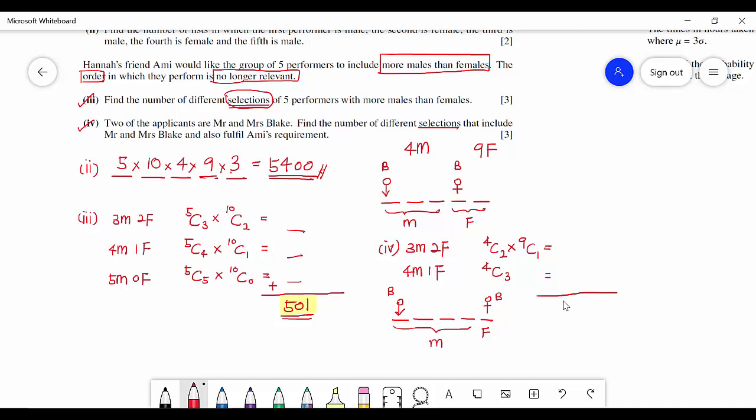If they want to have 5 male, is it possible to have 5 male and 0 female? If you want 5 male and 0 female, it doesn't fulfill that both applicants, Mr. and Mrs. Blake, are in the group. So you cannot consider the case of 5 male and 0 female. For these two cases, after you get the answers, you total them together, and therefore the answer will be 58.